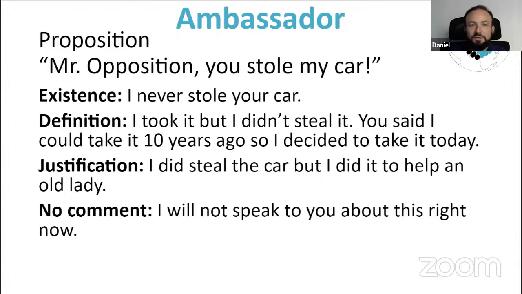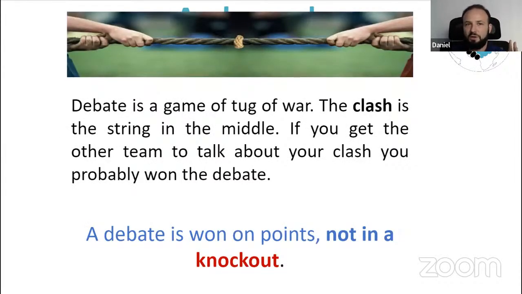Okay, excellent. Before we practice this a bit, I want us to say that in debate, there's another thing that we sort of feel, that we're going to win it in a one-liner. A debate is a game of tug of war, and the clash is the string in the middle where the opposition chooses to engage. That's where the debate is. And then both sides can decide where they stand. If the other team talks about your point, that means it's probably a smart point. And if you can get the other team to talk about your material the whole time in a debate, I could say from my own end, if they spend their whole case deconstructing my Sikh argument, I did a good job.